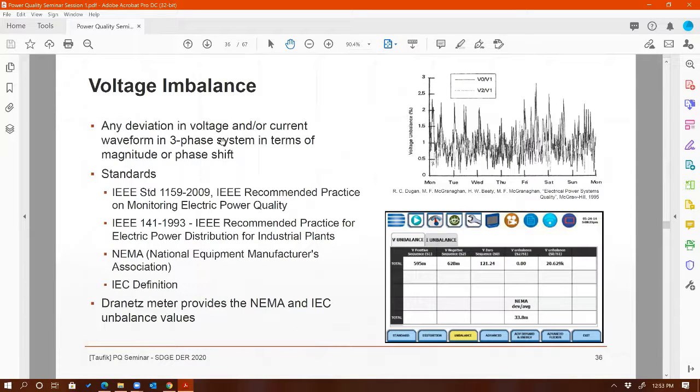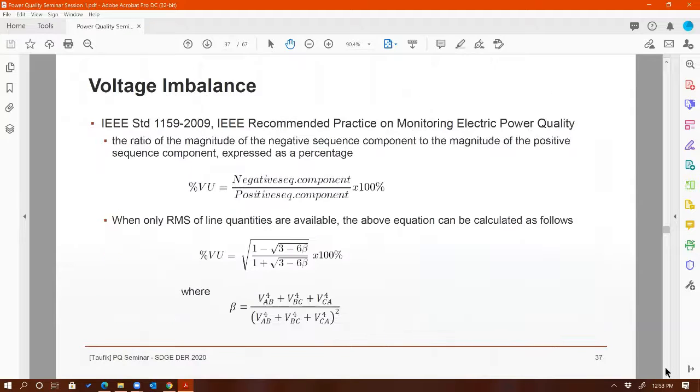Any deviation in the voltage and or current waveform in a three-phase system in terms of magnitudes or phase shift. There are different standards for voltage imbalance. I'm not going to mention those, but those are the different standards for us to be able to calculate a voltage imbalance. IEEE 1159, for example, uses this equation to calculate imbalance.